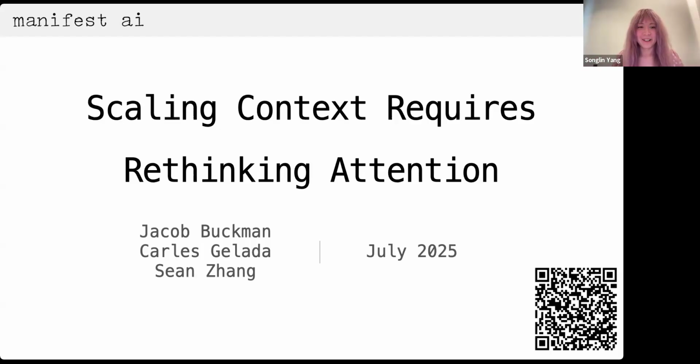Today we are excited to have Jacob from Manifest AI. Jacob was previously a PhD student at Mila and a researcher at Google Brain, and his work spans both theoretical and system perspectives on efficient deep learning. The title of today's talk is Scaling Context Requires Rethinking Attention. In this talk, Jacob will introduce Power Attention, a new architecture layer that aims to strike a better balance between the in-context state size and the FFN parameter count. Please join me in welcoming Jacob. I'll hand it over to you. Please get started.